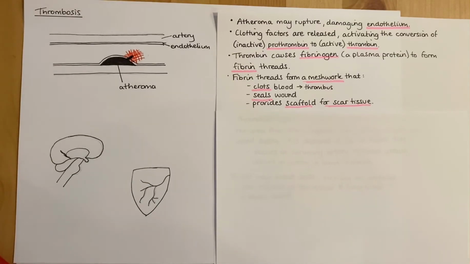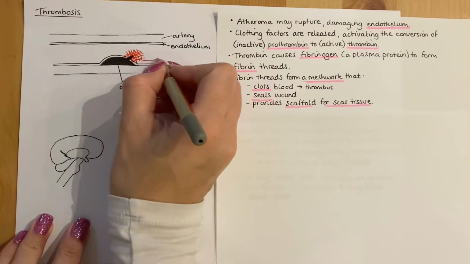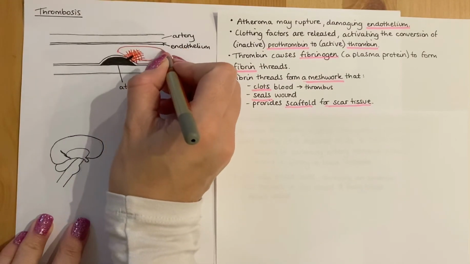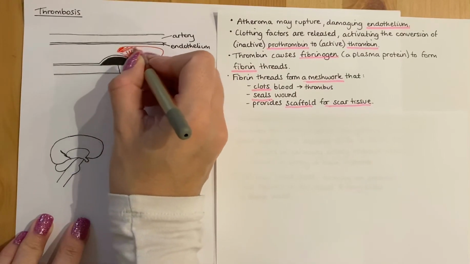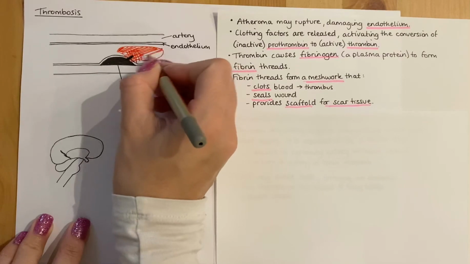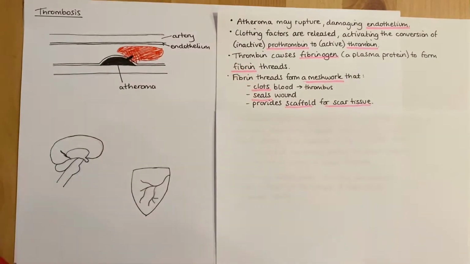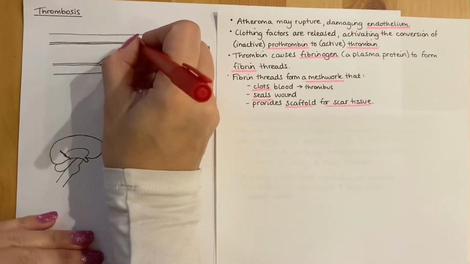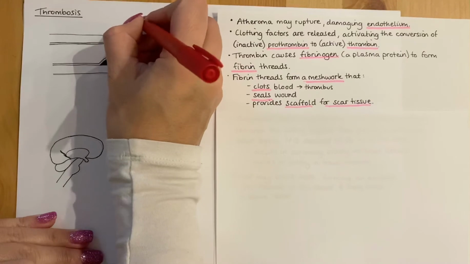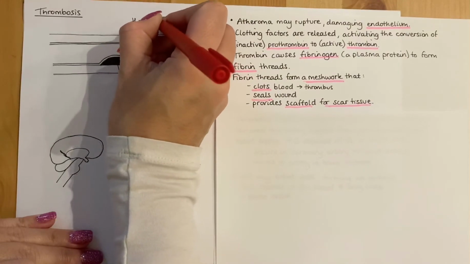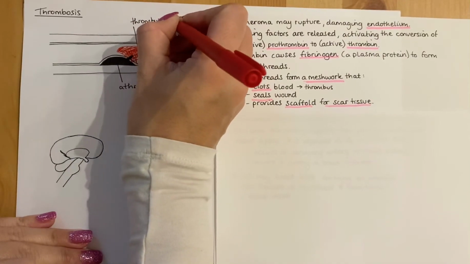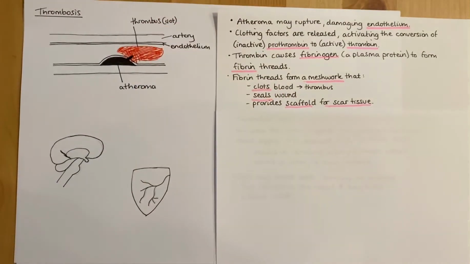Now what you'll then see in a diagram often is a large clot forming. The red blood cells and platelets and things like that that are in the blood will stick to that and it'll form a large clot called a thrombus. So if you see a collection like that, this would be a thrombus, which is just the term for a clot. And the formation of a thrombus is called a thrombosis.